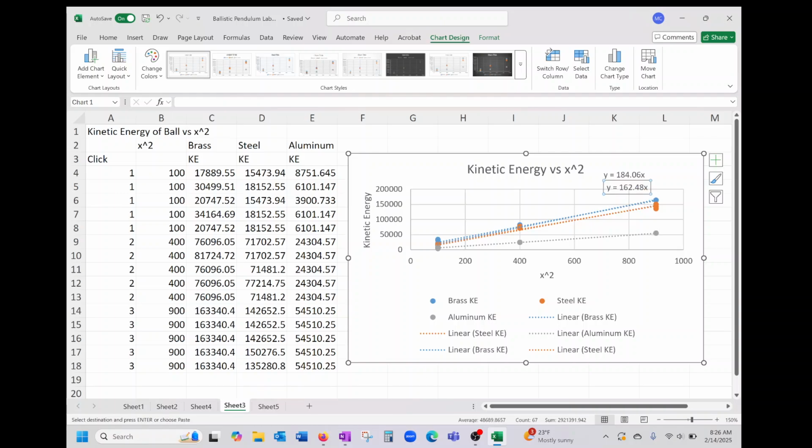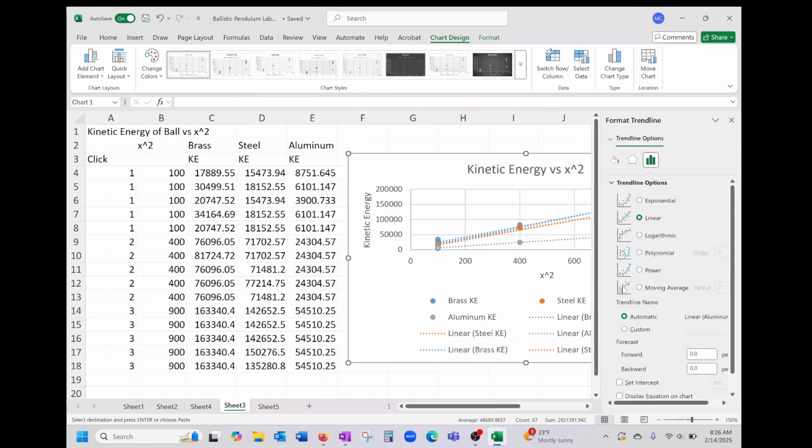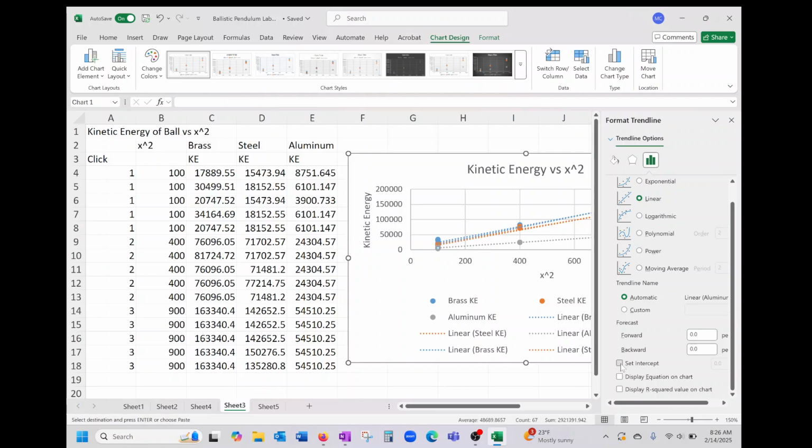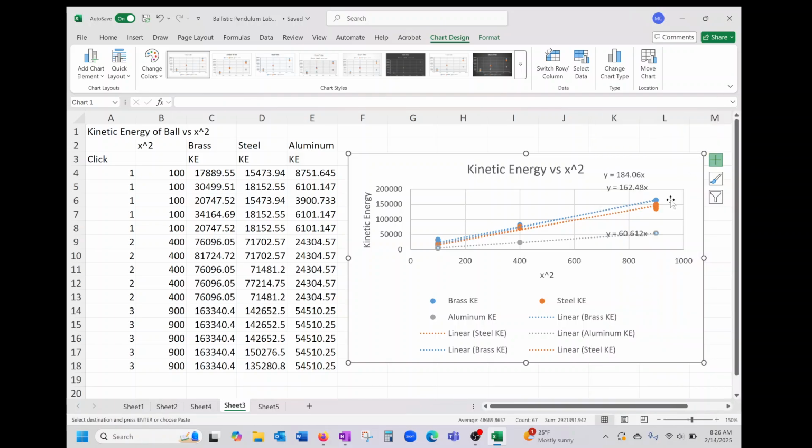And then we'll do the same for the aluminum one. Again, I'm not 100% sure why it's doing this. It should, theoretically, be the same. They should all fall on the same line. Again, that's something for me to figure out, not for you. So set intercept, display equation, and then that will give us another value here.